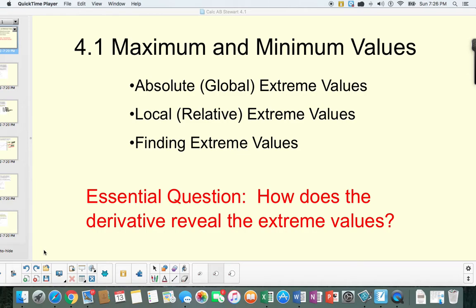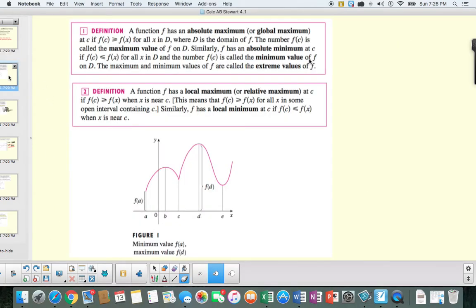4.1 Maximum and minimum values. Essential question: how does a derivative reveal the extreme values? An absolute maximum is defined to be the y value which is greater than or equal to all others in the domain. An absolute minimum at x equal to c is such that that y value is less than or equal to everything else in the domain.